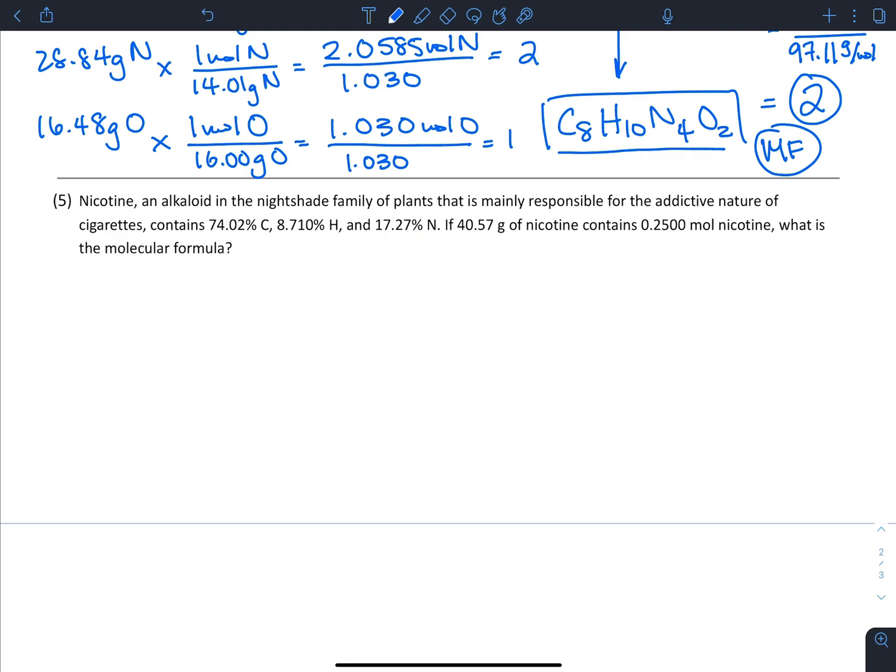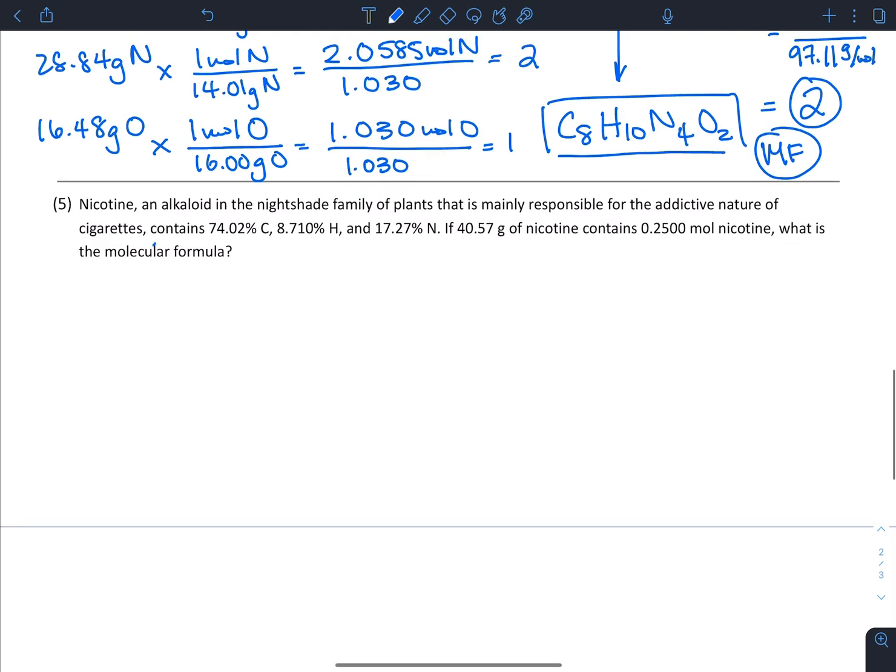This one reads, nicotine, an alkaloid in the nightshade family of plants that is mainly responsible for the addictive nature of cigarettes, contains 74.02% carbon, 8.71% hydrogen, 17.27% nitrogen. If 40.57 grams of nicotine contains 0.25 moles of nicotine, what is the molecular formula? So again, we're looking for that molecular formula, which means we need the empirical. We don't have that, so that's going to be my first step. I'm going to use my percentage values and calculate that empirical formula. So I'm going to follow the same steps I did before, percent to mass.